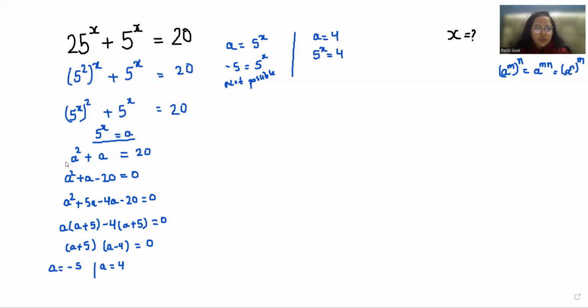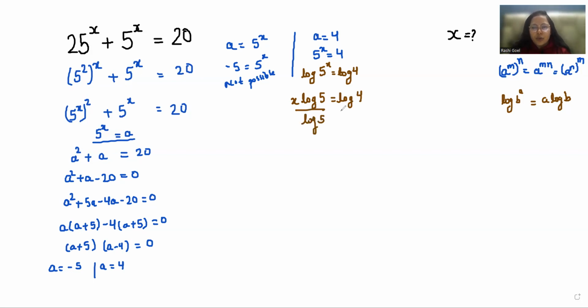Now I am going to take log on both sides. So log 5^x = log 4. According to the log rule, log b^a we can write as a log b. So it becomes x log 5 = log 4. Now I'm going to divide by log 5 on both sides. So x = log 4 / log 5. We can write it as log 2^2 / log 5.